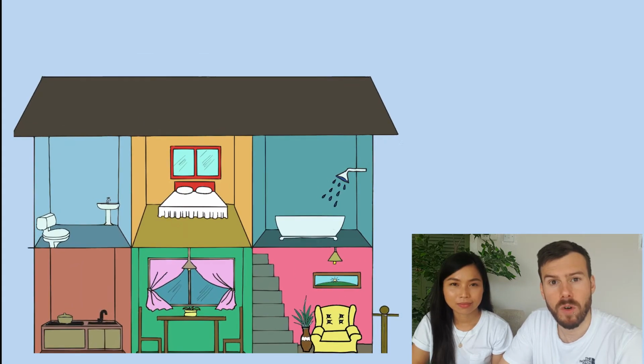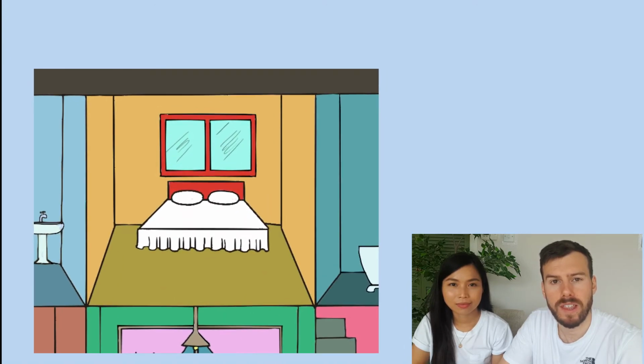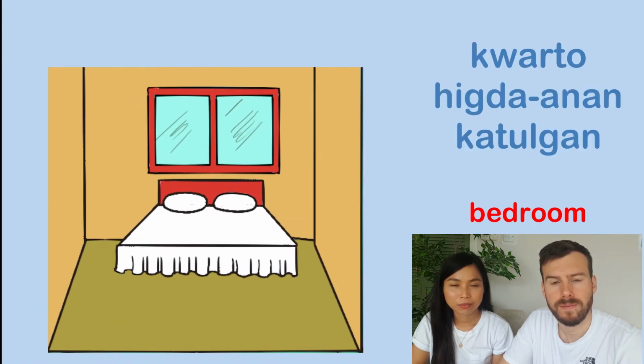And then the last room in the house we're going to teach you is bedroom. So how do we say that one? We say cuarto. We also use other terms for bedroom such as higdaanan and katulgan. Higdaanan, katulgan, cuarto are used to say bedroom in Bisaya.